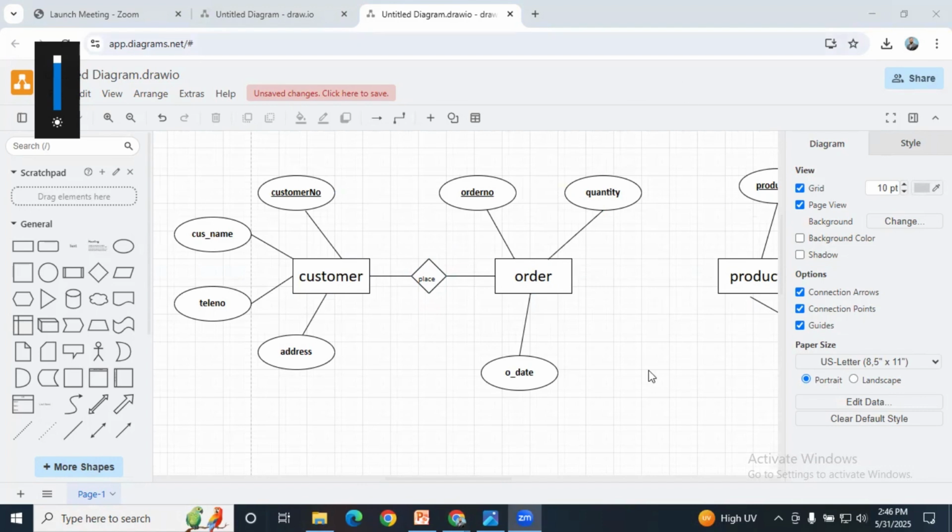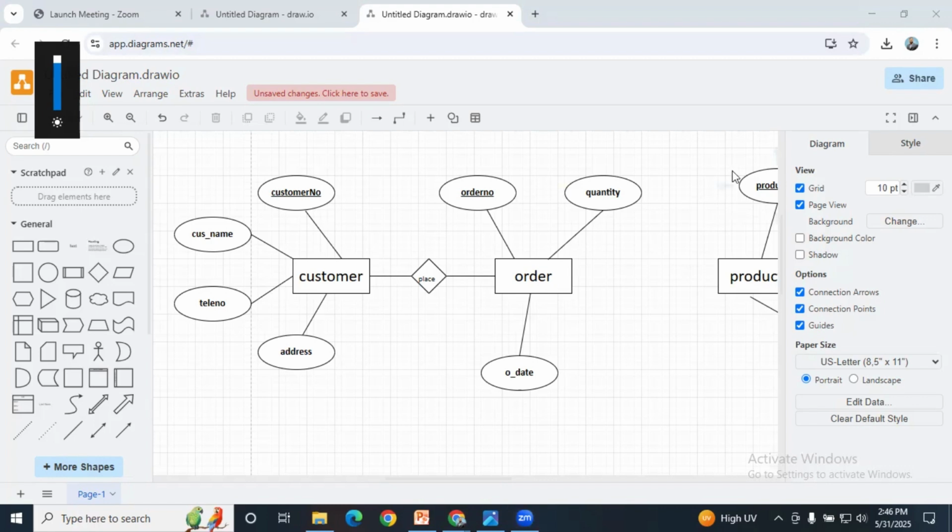Someone says many to many. Why? What is the reason you are saying many to many? In the third line, they mention a customer can place several orders.